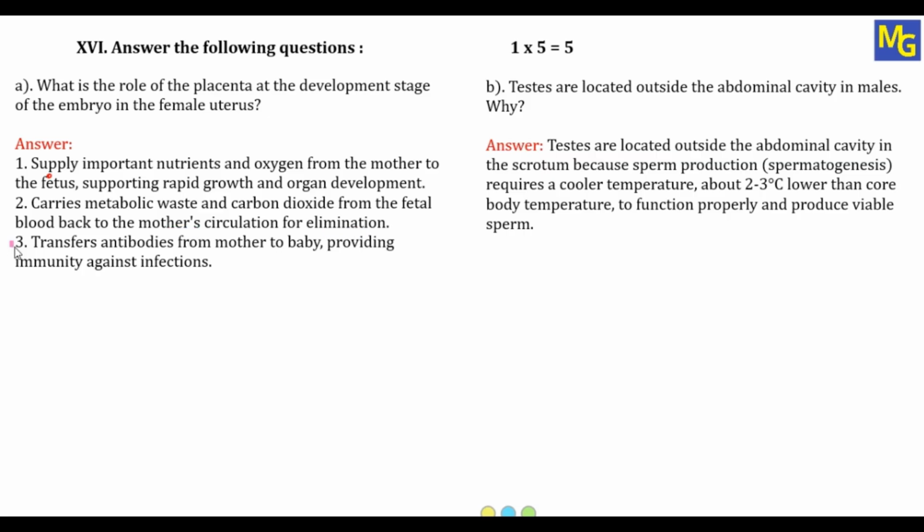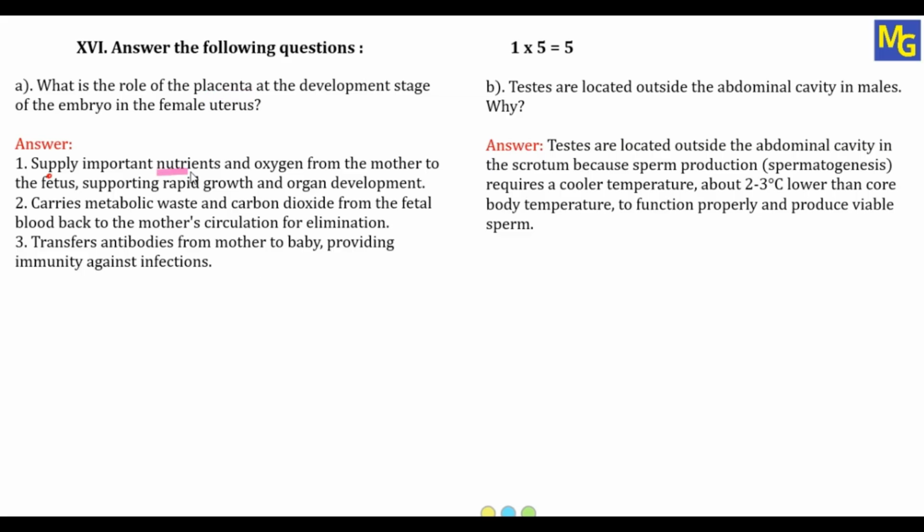One more important work, that is, it transfers antibodies from mother to the baby, providing immunity against infection. So to prevent infection, to be safe from infection, whatever antibodies are required for the baby, those all are carried from mother to the baby through this placenta itself. So these are the main important roles which placenta will do. So what is placenta? It is a disc-shaped tissue which is the connection between the mother and the fetus.